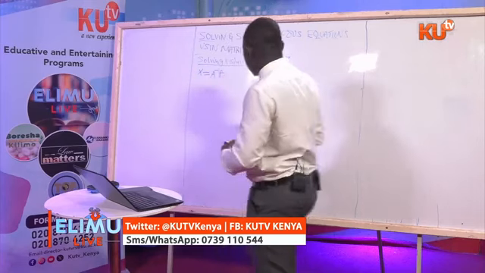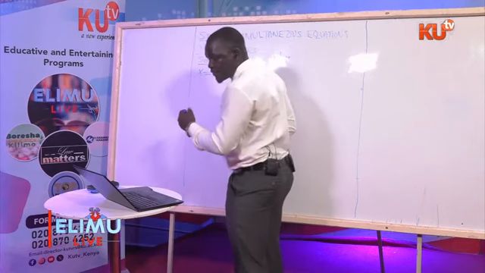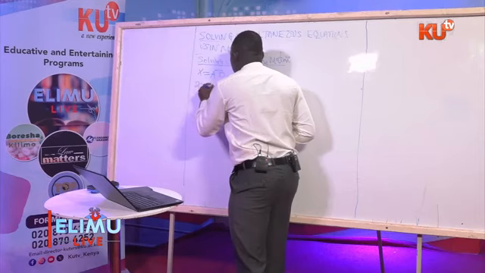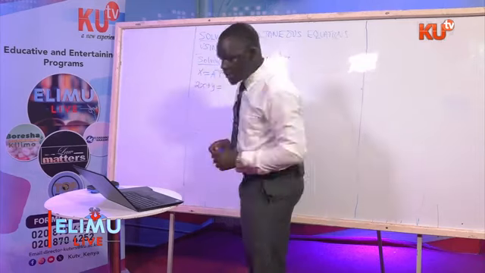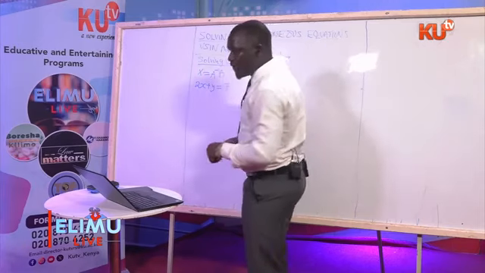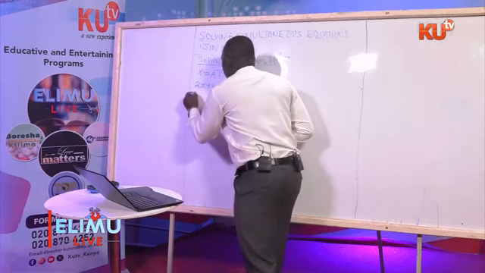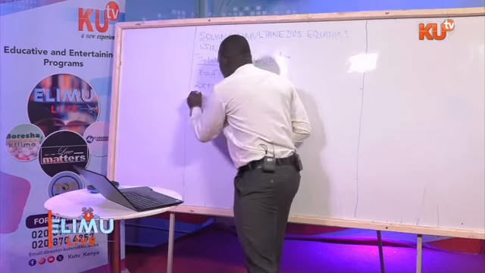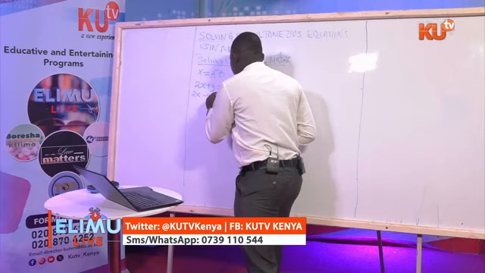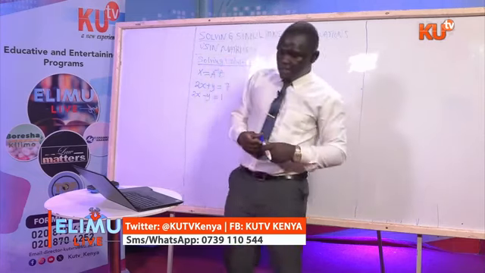We've been given two simultaneous equations. 2x plus y gives us 7. The next equation we are having is 2x minus y to give you 1. And you are told to solve the equations using matrices.